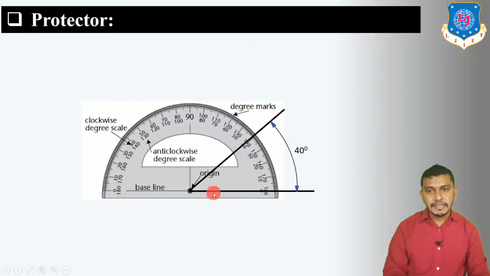And if you want to measure this angle, that means this outside angle, then we have to measure it in the clockwise direction, starting from 0 over here. 0, 10, 20, 30, 40, 50, 60, 70, 80, 90, 100, 110, 120, 130, and 140. So if you want to draw the external angle, that angle will be 140 degree.